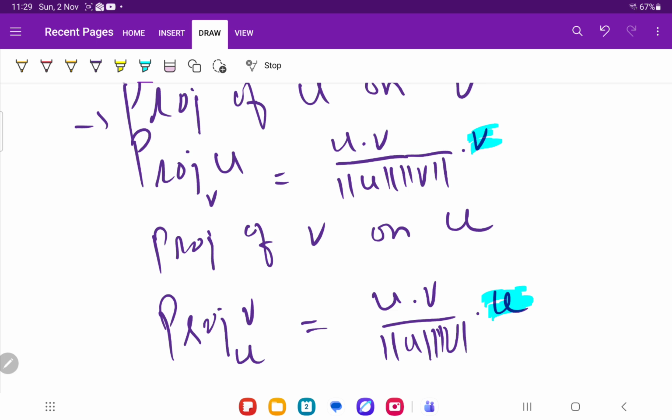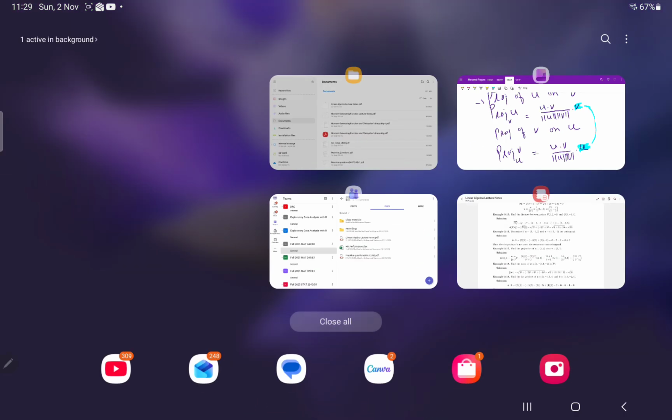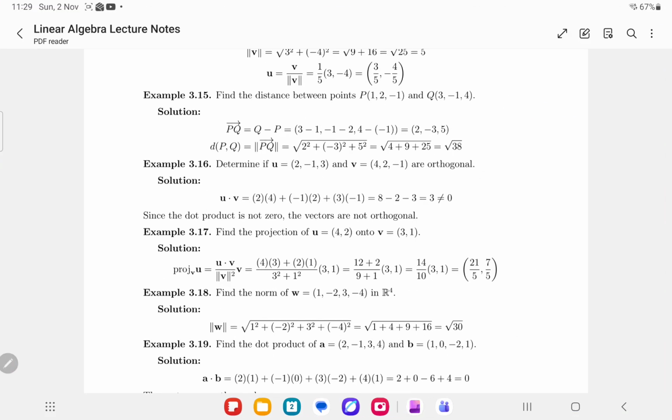Both of these terms, u dot v and norm of u and norm of v, will remain the same, only the difference is in v and u. That is the only difference in projection. So that is the formula we have seen already. Now we'll try to find the projection.